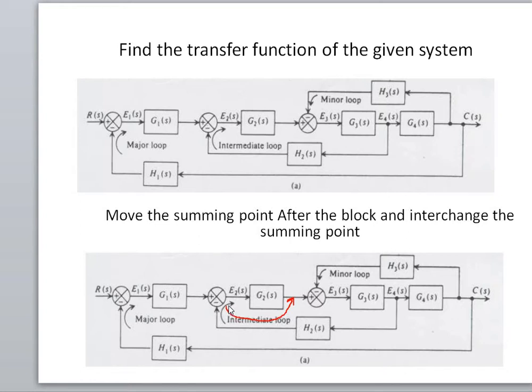You have to apply the rule of changing the summing point after a block. So we have to move this summing point to here. After that, you have to interchange the summing points in order to find a loop here. So we can see how we can change the summing point from this point to after the block G2.